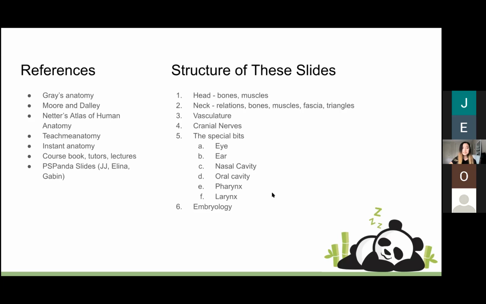One thing that we're not covering is clinical skills. So I would just recommend you go over the head and neck exam.